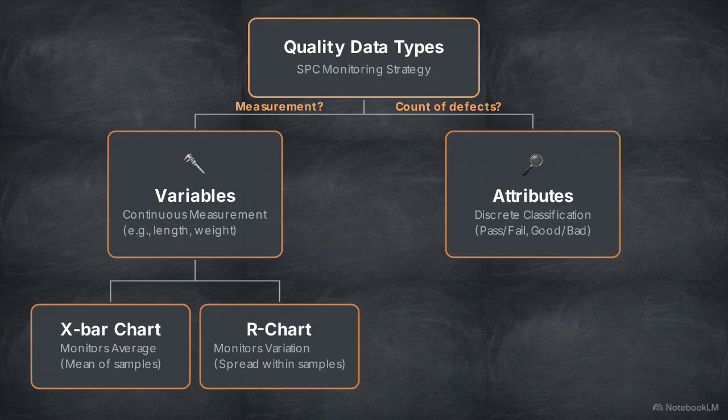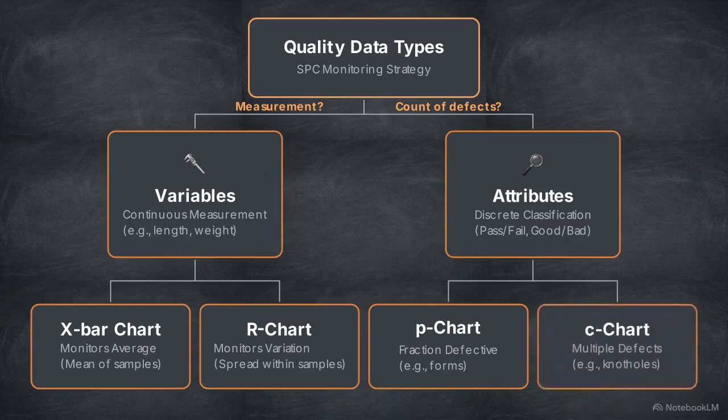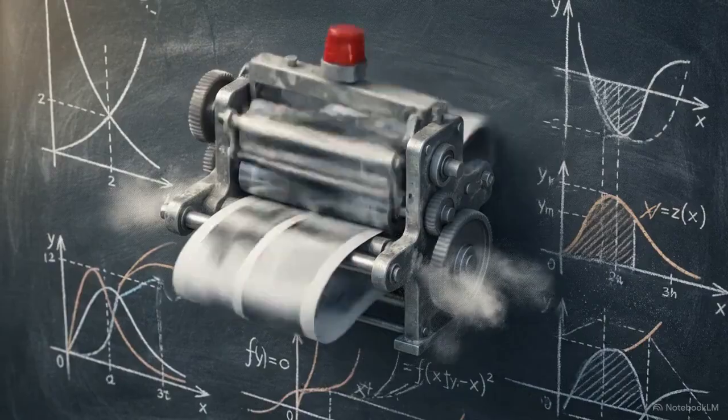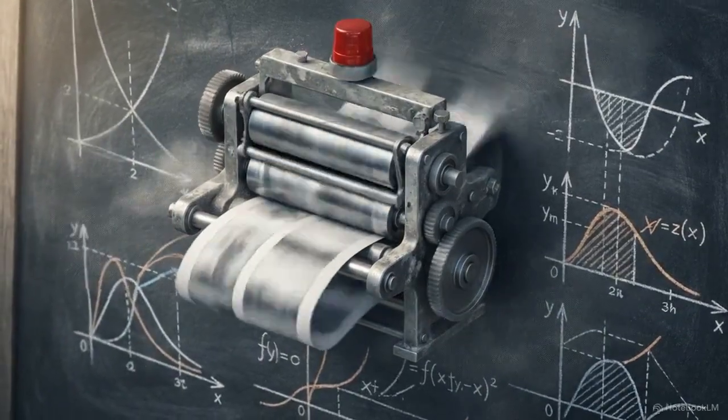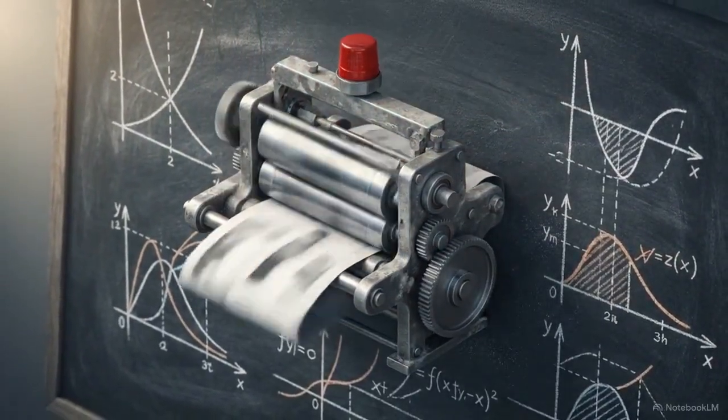Attributes require tracking defect rates. A P-chart tracks the fraction of defective units in a sample, like incorrectly filled claim forms. A C-chart is used when a single item can have multiple defects, like counting the number of knotholes on a piece of lumber. Real-time monitoring turns quality into a stable reality, allowing operators to stop the line before a bad trend becomes a bad batch.